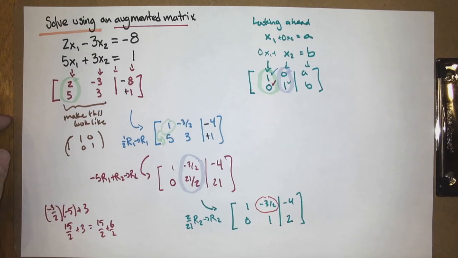Well, what can't we do? We can't scale. That's out, because you can't make a 0 by scaling. You can't swap, because I would put a 1 there. So it means elimination.